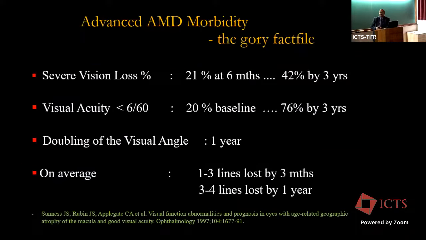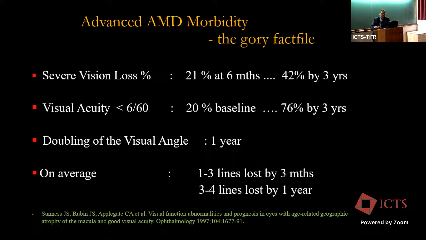Now, the gory fact file about advanced forms of AMD. They present with severe vision loss in about 21%, which means 1 in 5 patients will have severe vision loss when they present. And by 3 years, it's going to double, with 42% having severe vision loss. Visual acuity less than 6/60, which is roughly 50% vision, goes from 20% at baseline and skyrockets up to 76% by 3 years.